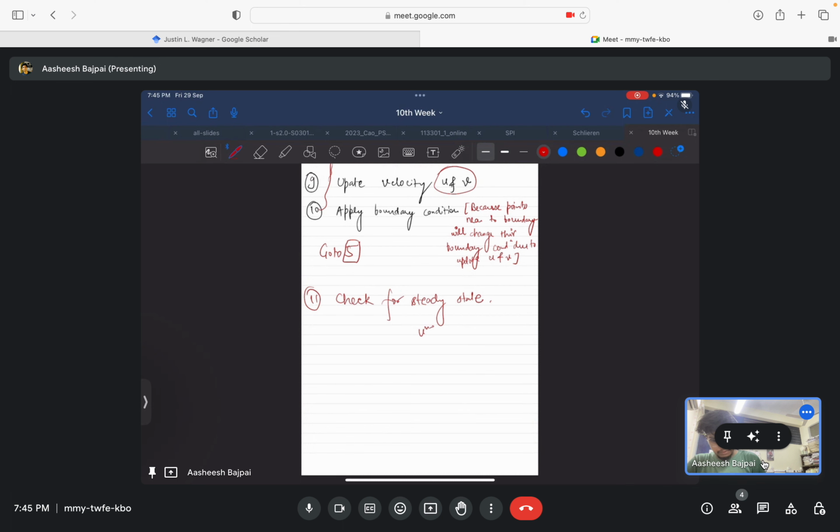So u^(n+1) should become equal to u^n, and v^(n+1) should become v^n, which is the condition for steady state, that all the velocities become equal with time. With time it is not changing. That is why we are checking for a steady state. And then for the second time step, t will become t plus delta t for the next time step, and go to step 4 again.